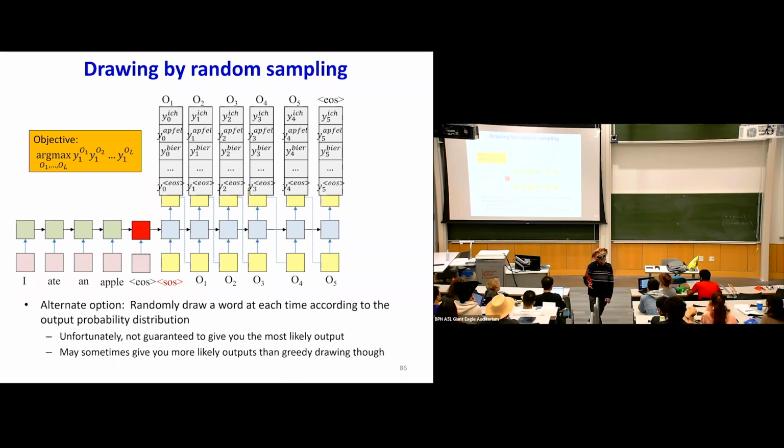But is this guaranteed to give you the most likely output? No, because you're being random, right? So let me go to our hero here. How would you solve this problem?